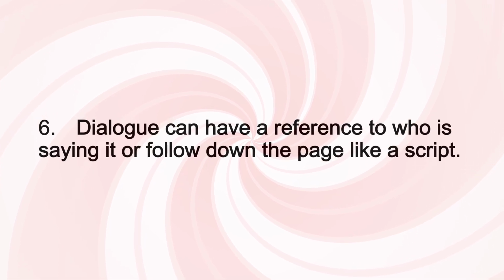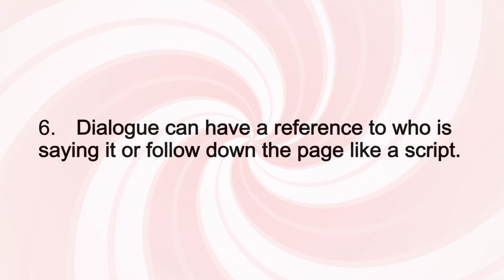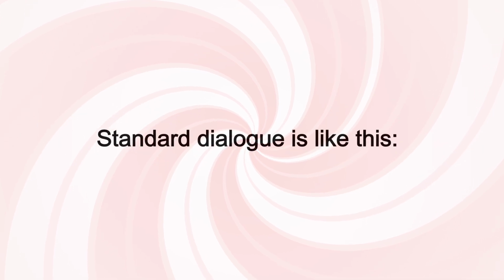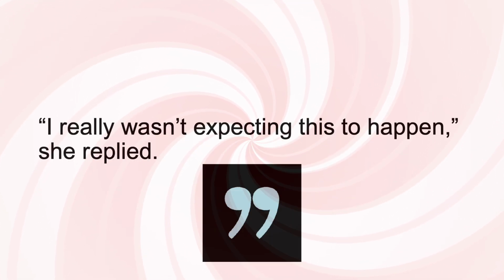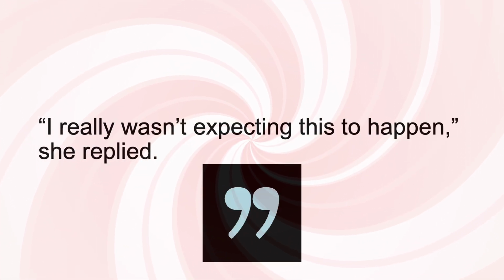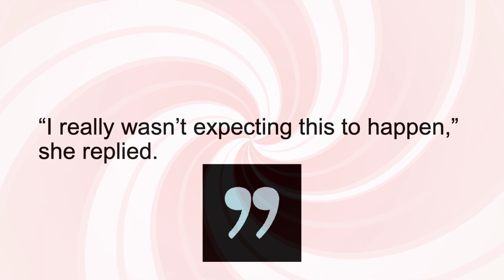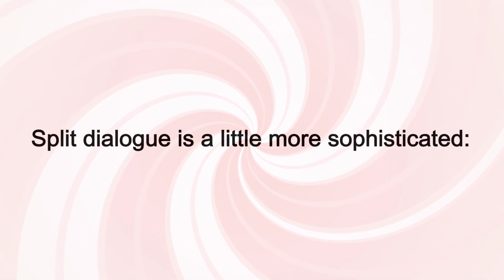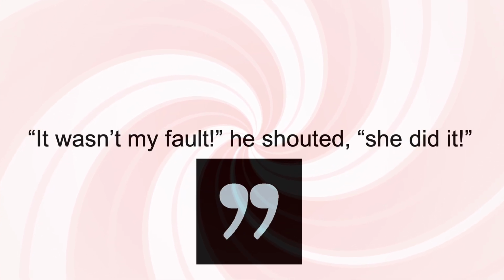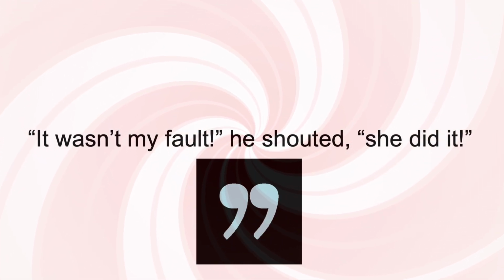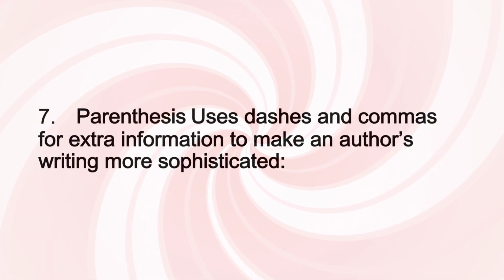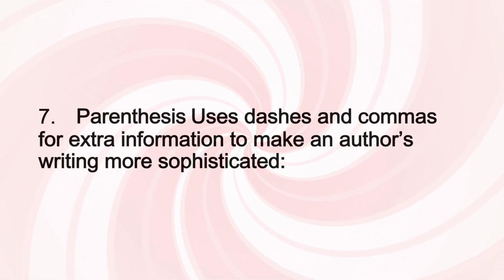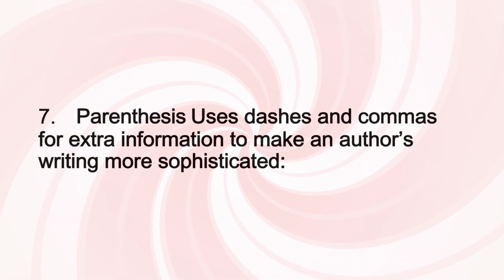6. Dialogue can have a reference to who is saying it or follow down the page like a script. Standard dialogue is like this. "I really wasn't expecting this to happen," she replied. Split dialogue is a little more sophisticated, and that's a good one to use. "It wasn't my fault," he shouted. "She did it." 7. Parenthesis uses dashes and commas for extra information to make an author's writing more sophisticated.